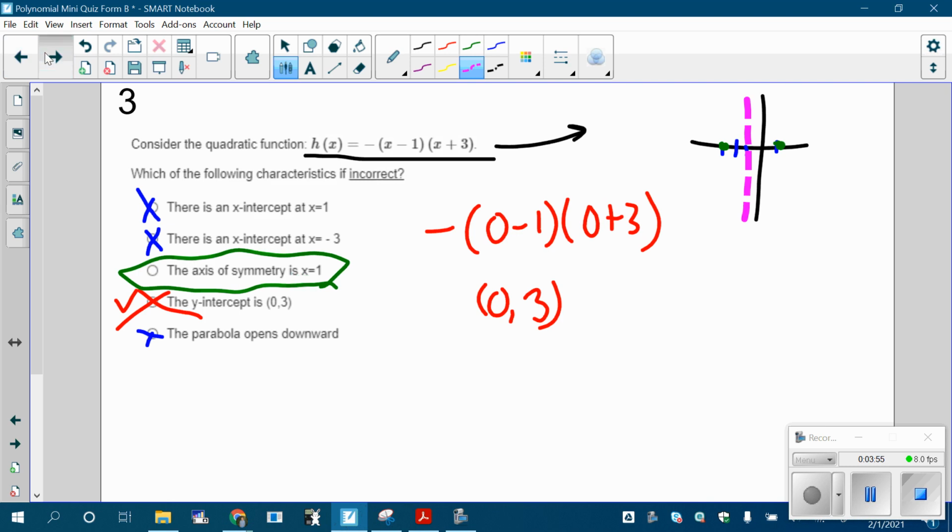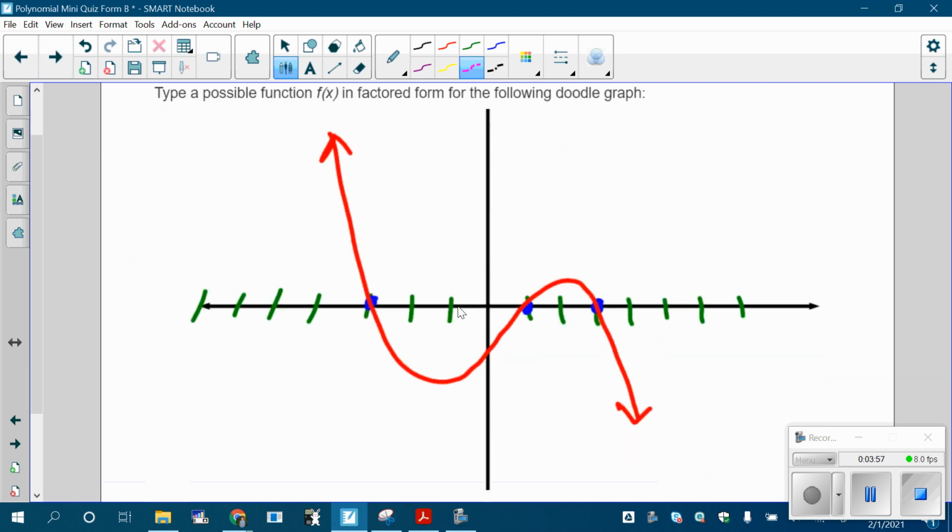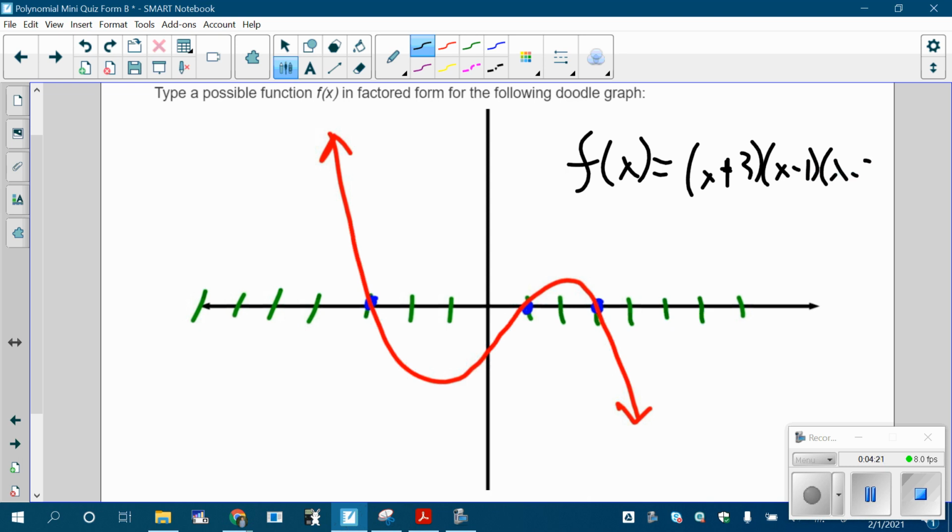Okay. Moving forward here, it's asking me to write a possible function f of x in factored form for this graph. I hope when you think about that, you're thinking about the fact that each factor is connected to an x-intercept. I have an x-intercept of negative 3, so I have a factor of x plus 3. I have an x-intercept of 1, so I have a factor of x minus 1. I have an x-intercept of 3, so I have a factor of x minus 3.